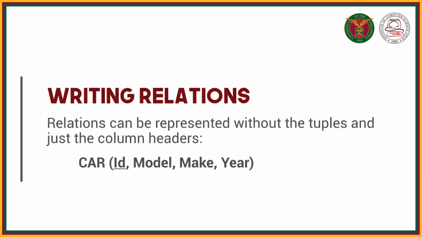How do we write relations? Relations can be represented without the tuples and just the column headers. So we can write our previous example as car, and then we enclose the attributes in parentheses, and then we write the attributes separated by a comma. So we have ID. Similar to ERD, we still put underline to our primary key. So ID naka-underline siya, solid line. We have model, make, and year. So kung maraming attributes yung ating relation, marami rin yung ilalagay natin dito sa loob ng parentheses.